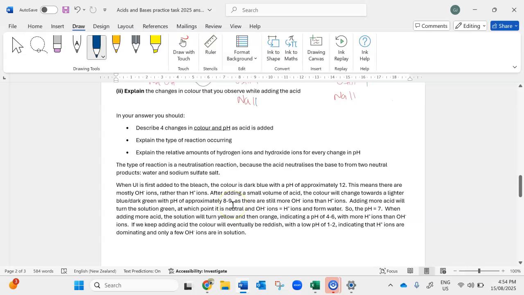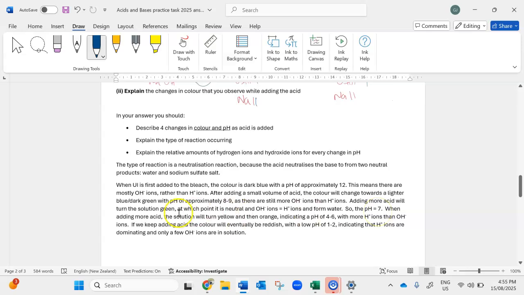So because we're adding H+ ions, it's becoming more acidic, it's heading towards neutral, so the pH is dropping. There are still more OH- ions than H+ ions, but the difference isn't as big as it was. Adding more acid will turn the solution green, at which point the solution's neutral, and the concentration or number of OH- hydroxide ions equals the number or concentration of H+ ions, and I've made water. So the pH is 7.